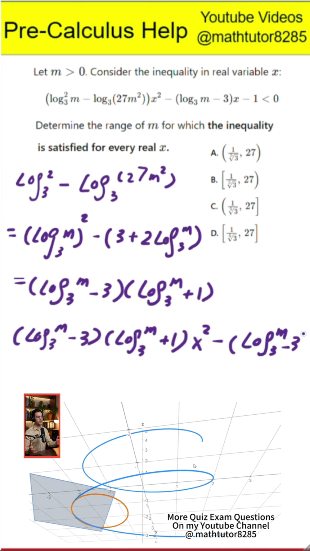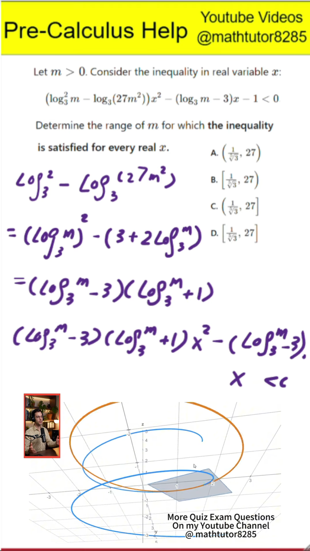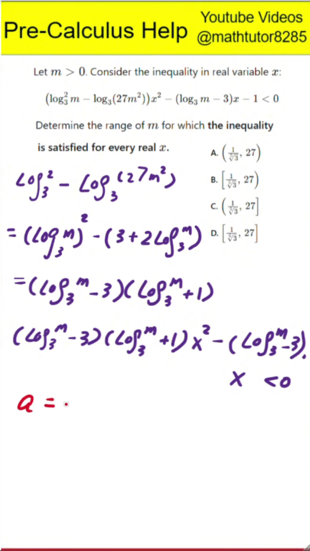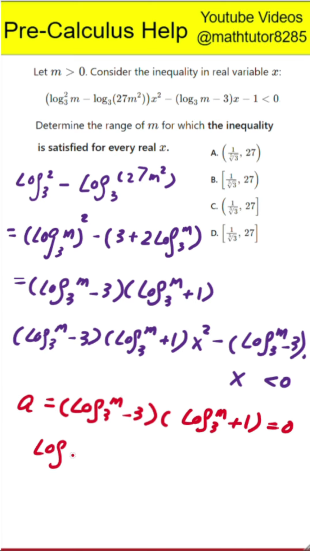To make a quadratic expression negative for every real x, its leading coefficient must be negative, and its discriminant must also be negative. Next step, examine when the leading coefficient becomes 0. The leading coefficient is 0 when either the logarithm base 3 of m equals 3, or when the logarithm base 3 of m equals negative 1. That corresponds to m equals 27, or m equals 1/3.